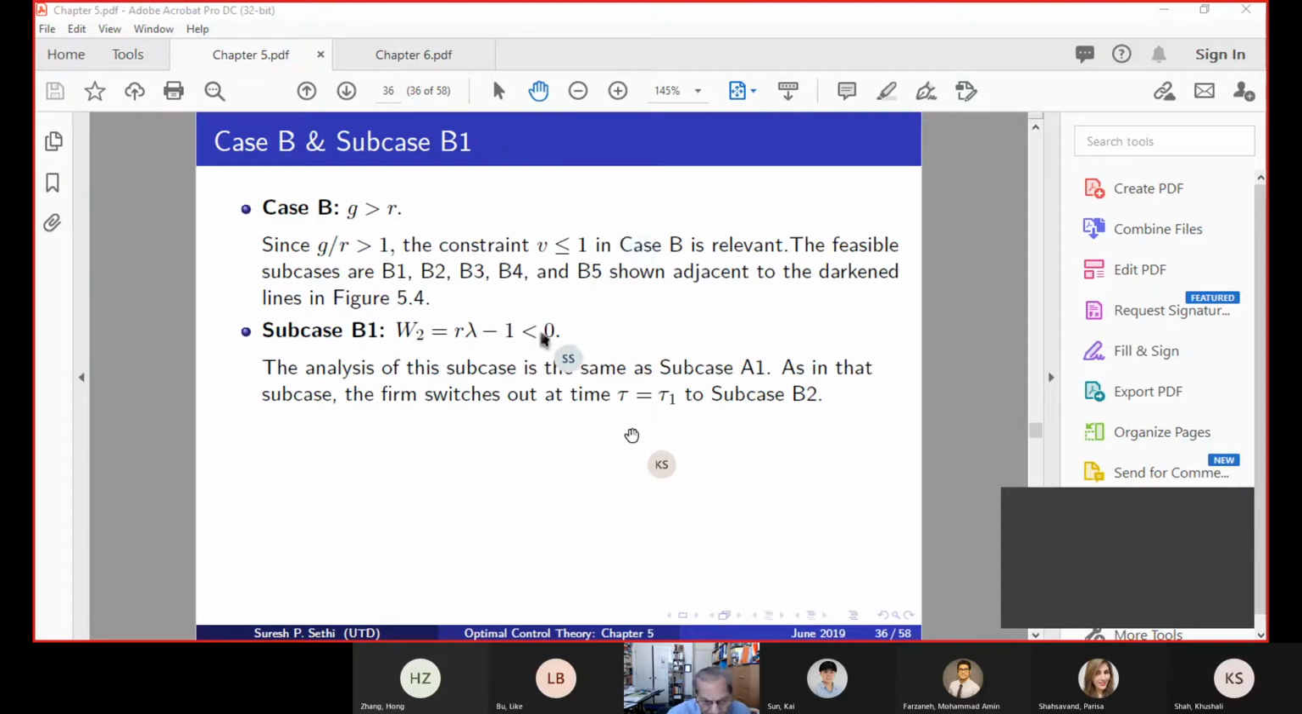So that case is very much the same as A1. W2 is less than 0, so at tau 1 we go to subcase B2. Now, when we go to subcase B2, we are not in the same situation. Of course, we can show that B2 cannot be sustained for more than one point in time.